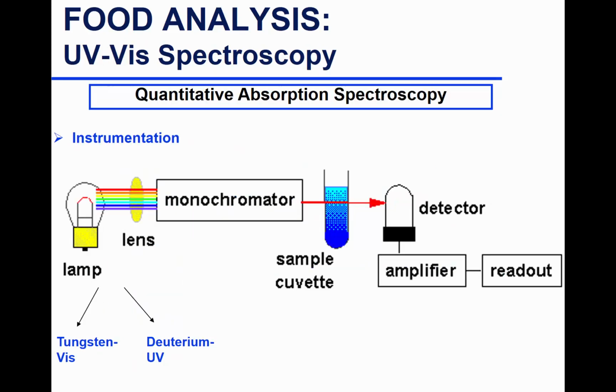Okay, instrumentation. So what's inside a spectrophotometer? There are very important components. Obviously, you want a light source, so you want your lamp. And for UV, it's deuterium lamp. For visible light, it's tungsten.